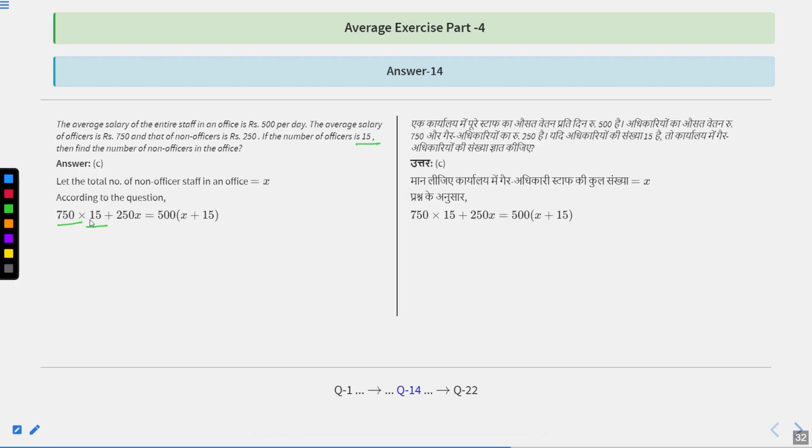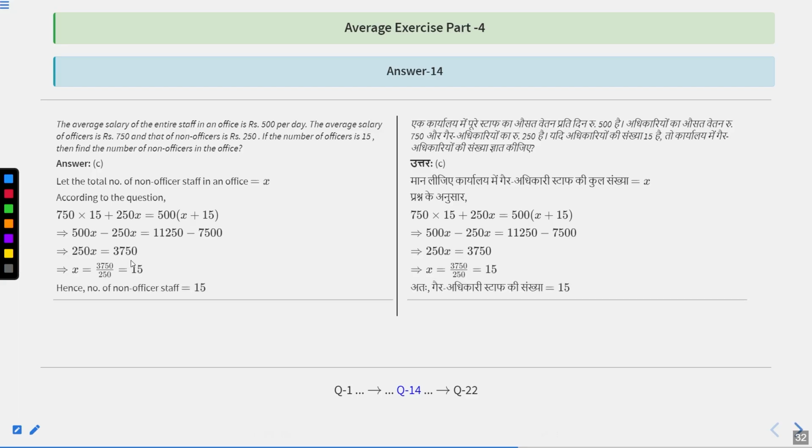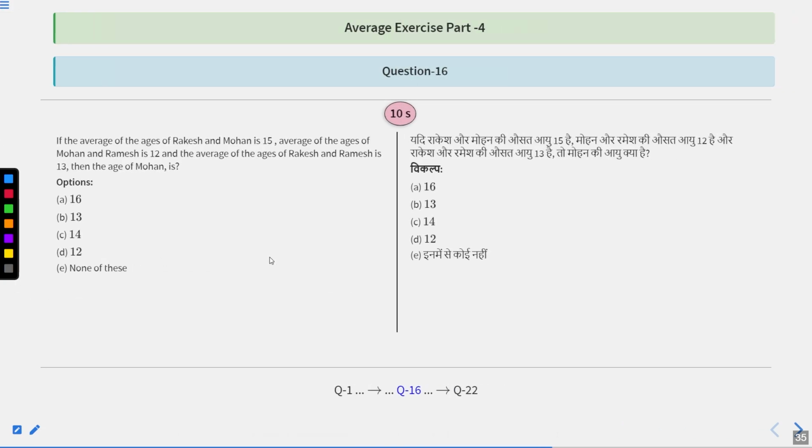So 750 multiplied by 15 plus 250 multiplied by the number of non-officers, which is X, equals the average of 500 multiplied by X plus 15. When we calculate it, we get 250 X equals 3750, so the value of X is 15. So the non-officer staff is 15. C is the correct answer.